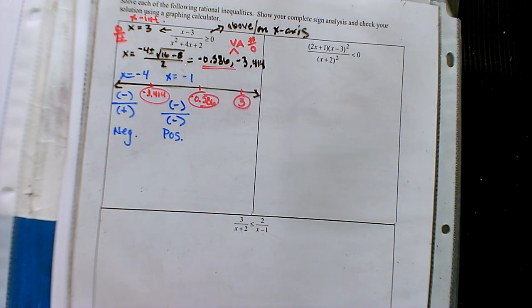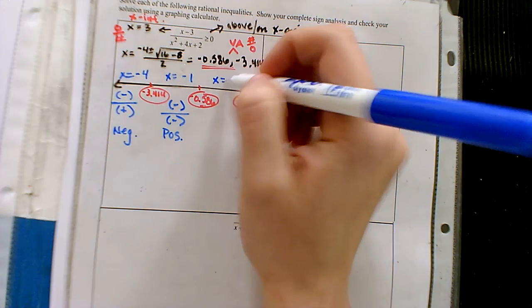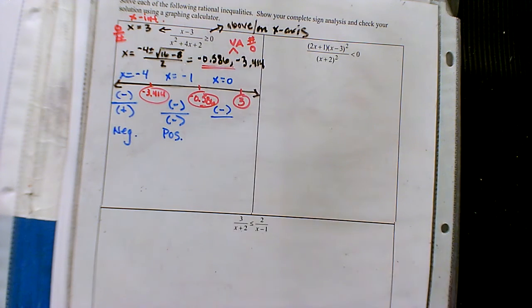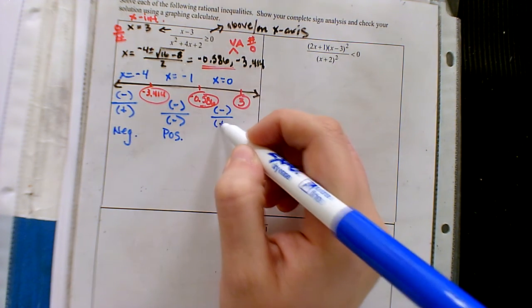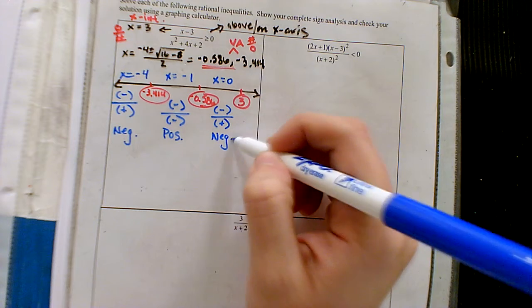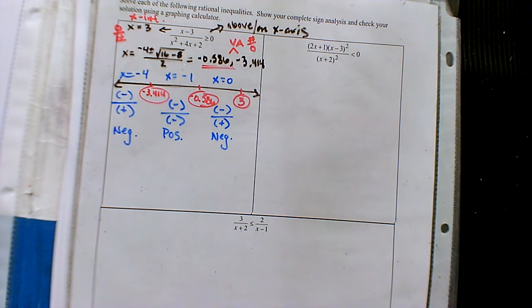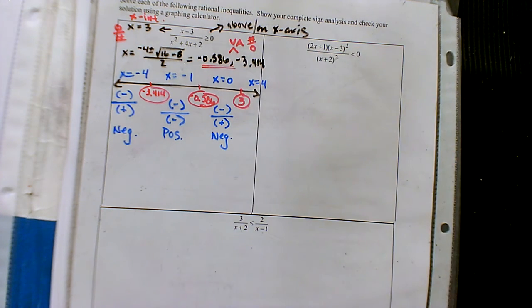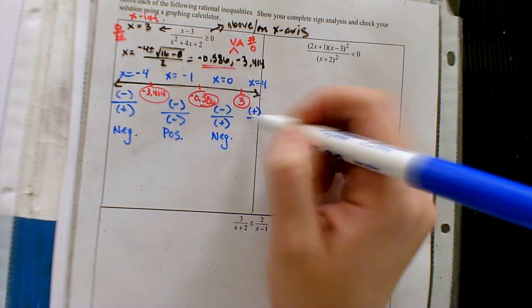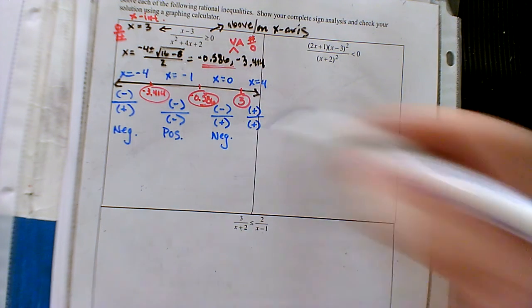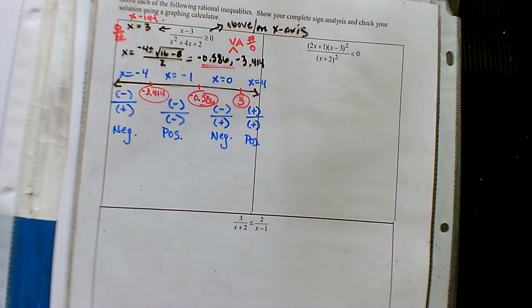What about something easy in the next interval? Yeah? 0. All right, 0 up top would be negative. 0 on the bottom, we just have 2. So overall will be negative. And then for the last interval, anything bigger than 3. Maybe we'll pick 4. So positive up top and definitely positive on the bottom. So positive overall.